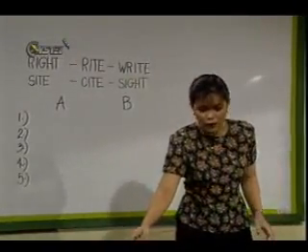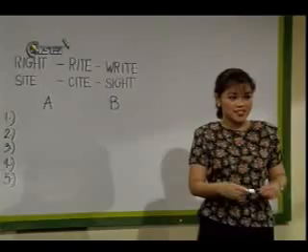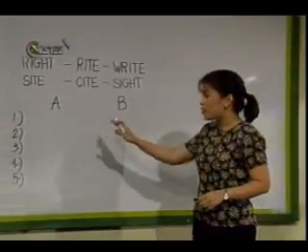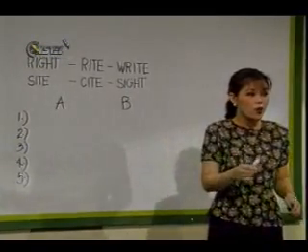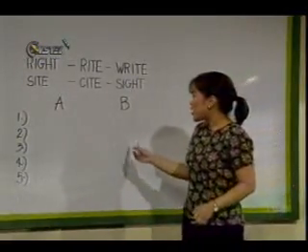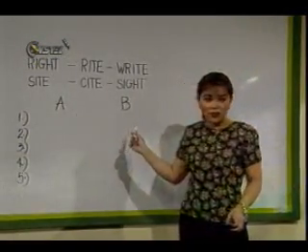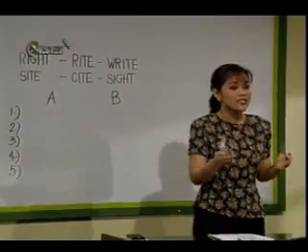Now what we'll do now is to use homonyms in sentences. I'm going to write down several homonyms, 5 homonyms to be exact, and then you are going to determine whether it is A or B. Okay, I'm going to give you sentences, and then you will write down whether your answer is A or B.